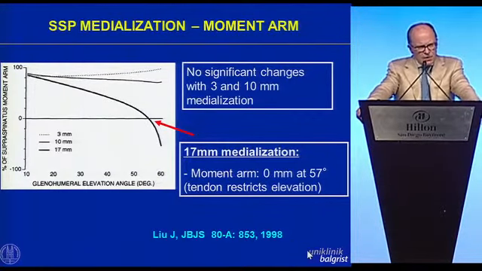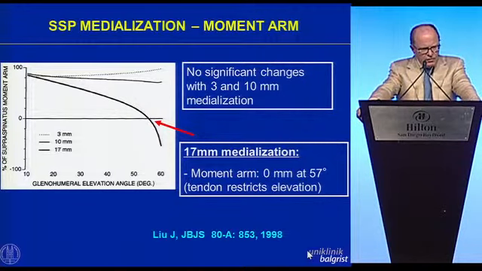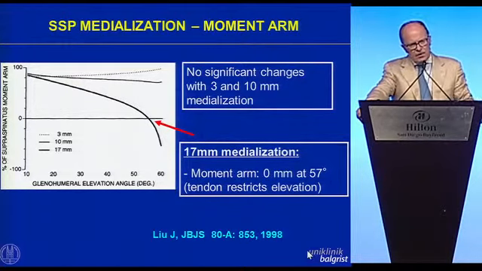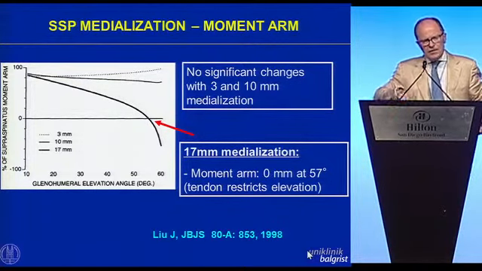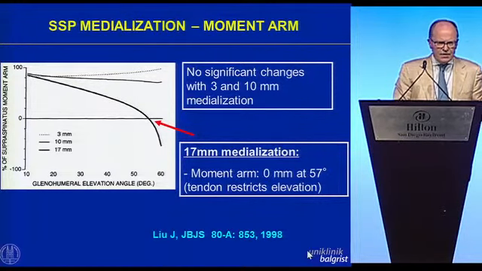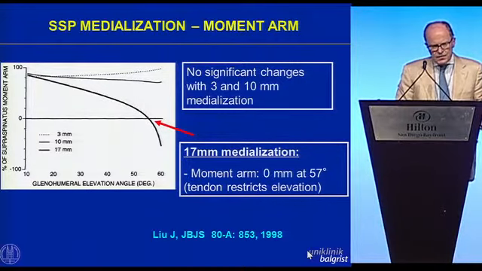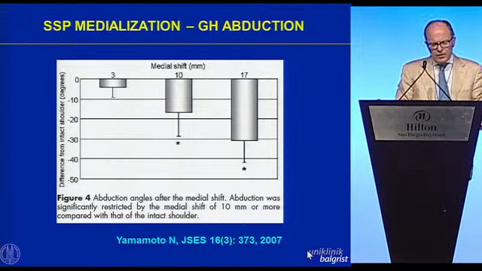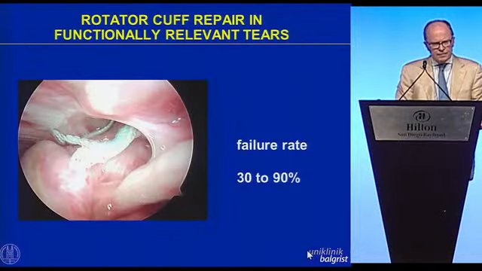That means that it is probably a lot smarter to medialize the tendon from its original insertion than to use something like a double row so that you have to pull it out even more. And we know that medialization up to 1 centimeter does not induce any real problems with the range of motion, whether this be in abduction, in elevation, or rotation.